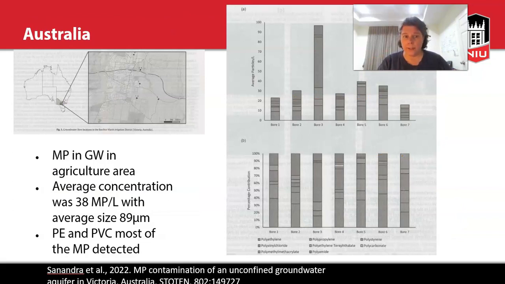There's one from Australia where they looked at microplastics in an agricultural area, so coming in from that source of pollution. They found that the average concentration was 38 microplastic particles per liter, so in 1 liter of water, or a quart of water. The average size was about 89 microns, so very, very small. Bacteria is about 1 micron. Most of them were polyethylene and PVC, which were the most commonly detected.